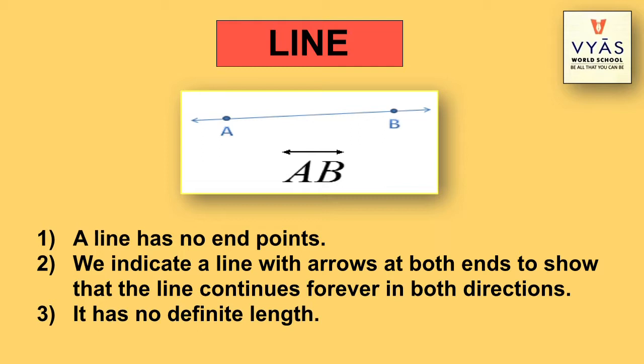Like if you have a big paper, you can make a big line. If you just continue with the paper, you can make a bigger line than that. So that means that a line has no definite length. It has no end points, and a line can be continued in both directions. We can extend the line indefinitely in both directions.